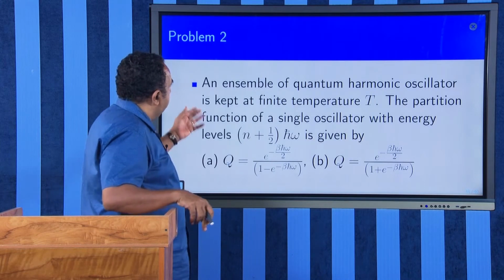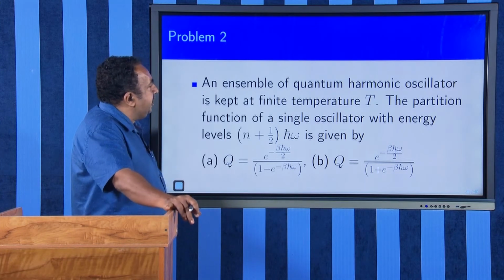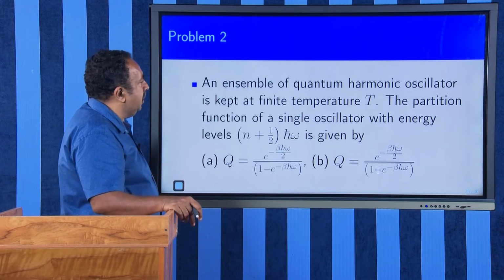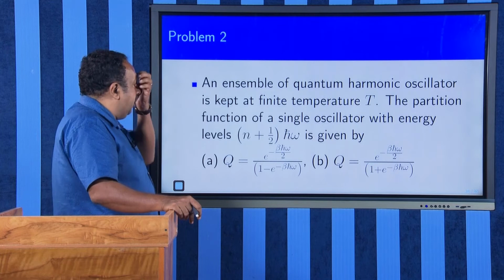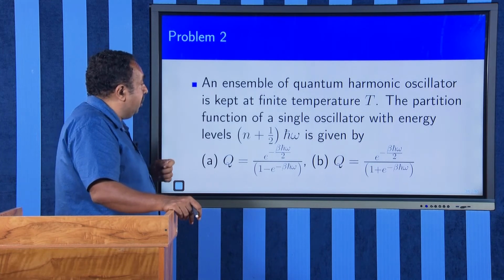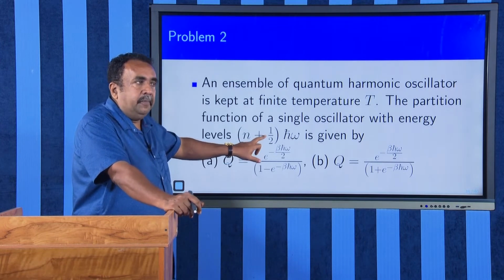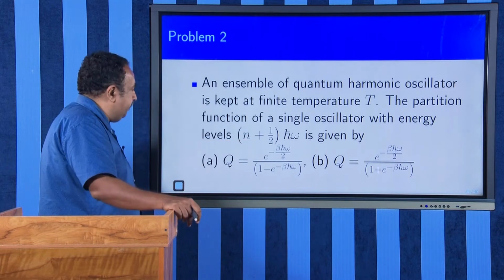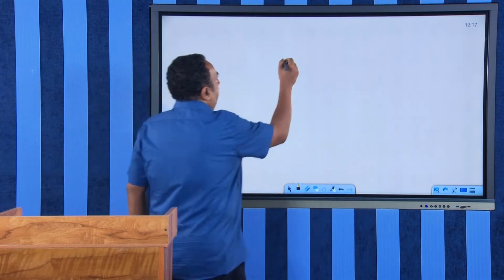Now, second problem. An ensemble of quantum harmonic oscillators is kept at a finite temperature T. That means the temperature is constant, which means it is a canonical ensemble. The partition function of a single oscillator with energy levels n plus half h cut omega is given by. You are asked to find out the partition function for a one-dimensional quantum harmonic oscillator. This is n plus half h cut omega. From this energy value, you have to see that it is a one-dimensional harmonic oscillator. Therefore, you have to find out what the partition function is.